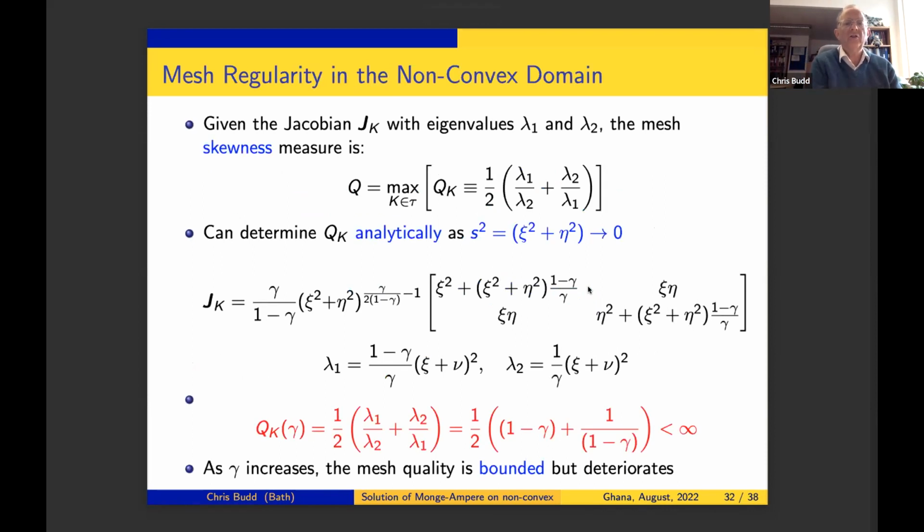And here's a calculation that Simone did. I was very happy with this calculation when he did it. He came up with the estimate QK at the bottom for the skewness, which shows that providing gamma is bounded away from 1, so 2/3, for example, the skewness can be exactly estimated. It's bounded away. It's nice and finite. It doesn't increase as you go towards the corner, and it doesn't change as you change the number of degrees of freedom of the mesh. So it does a really nice job of globally controlling what's going on.